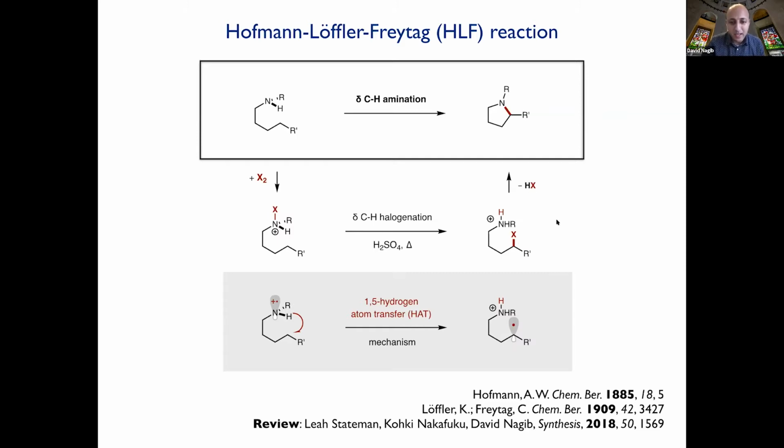So of course, we now understand this mechanism and where that selectivity comes from, that functionalization of just the delta CH bond occurs via 1,5 hydrogen atom transfer, which is both entropically and enthalpically favored. And then we also now appreciate that neat sulfuric acid was not by chance. The protonation of the nitrogen as a radical cation is really essential for high reactivity. And so if you're interested in learning a little bit more about this, Leah and Koki wrote a really nice tutorial a few years back, cited here at the bottom.